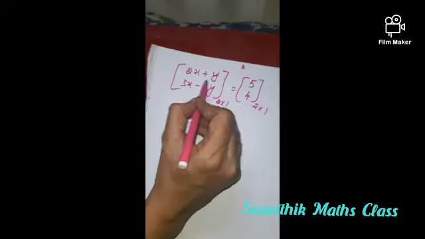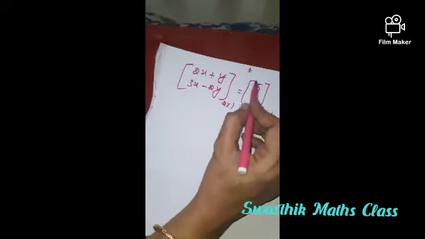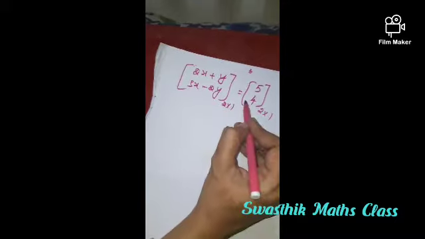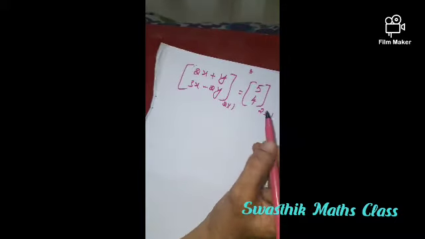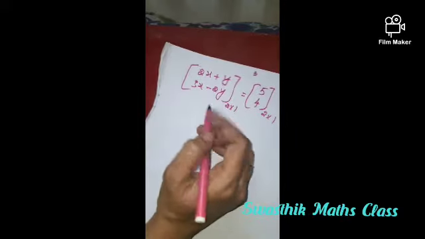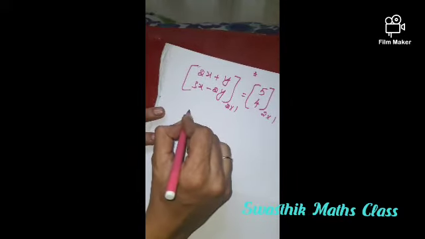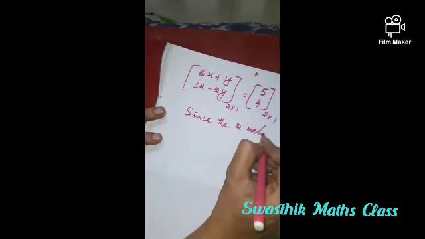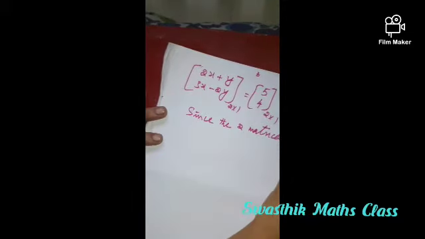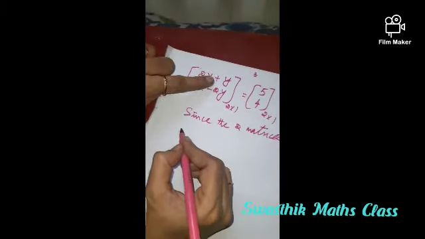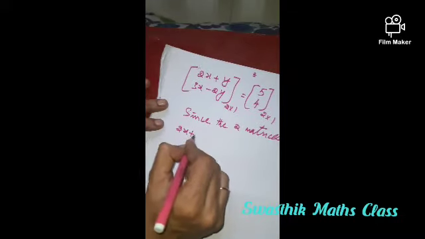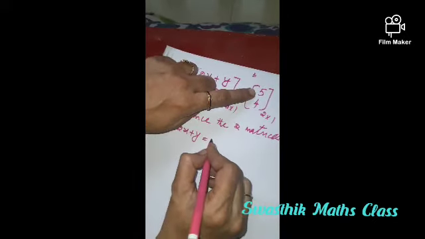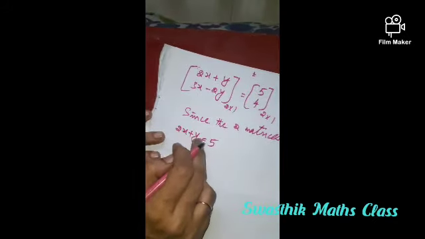Therefore, the 1/1th position of the first matrix is equal to the 1/1th position of this matrix. Similarly, the 2/1th position of this matrix is equal to the 2/1th position of this matrix. These are known, therefore we can equate those entries. Since the two matrices are equal, this entry is equal to this entry. What it means is, 2x plus y, the 1/1th position, is equal to 5, the 1/1th position here. So 2x plus y is equal to 5.